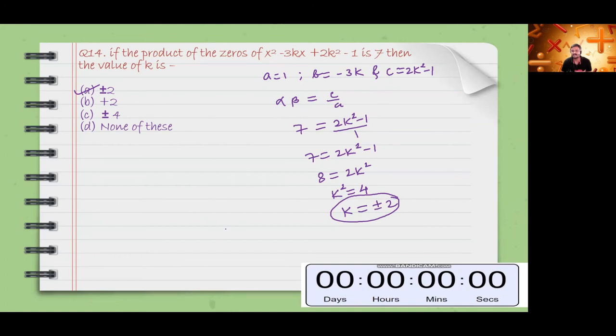Is it clear to you? Why it is plus minus 2? Because we are taking square root. And after taking square root, k can come plus 2 also and minus 2 also. Okay, next one.